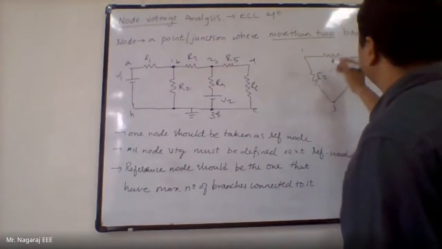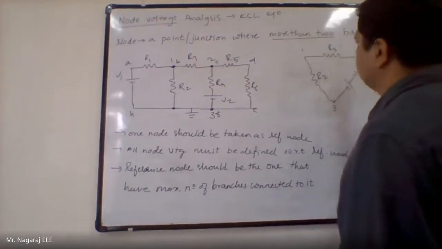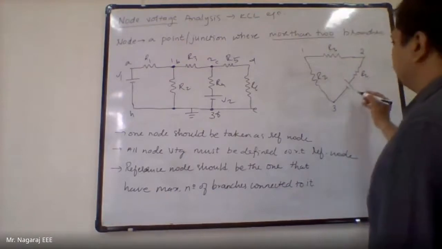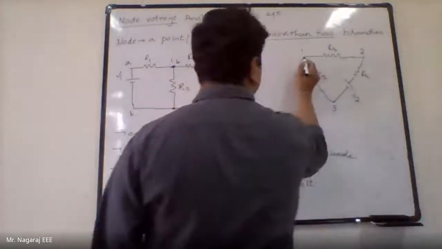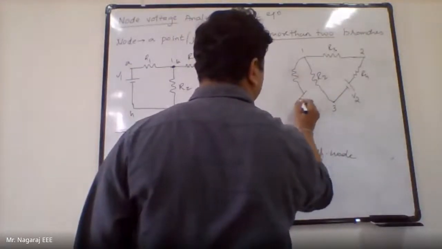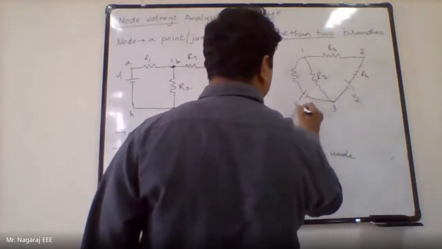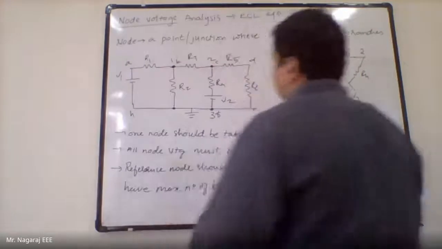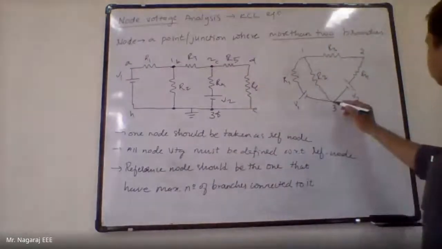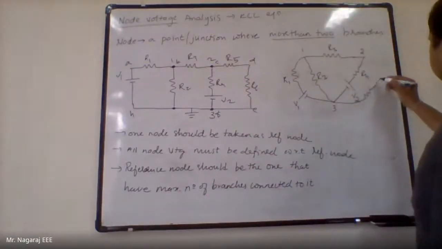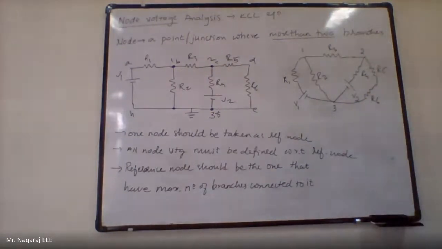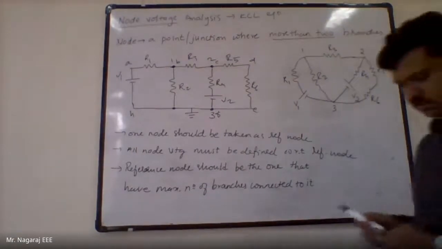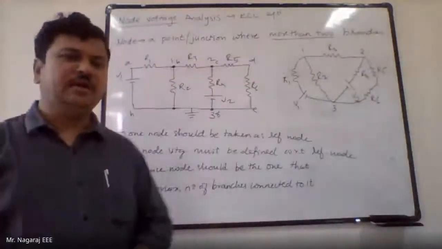So this is R2, this is R3, R4, this is V2. Now there is R1 and V1. Now here I have R5 and R6. This is the circuit. Okay. Now I have redrawn the circuit by taking a reference node.